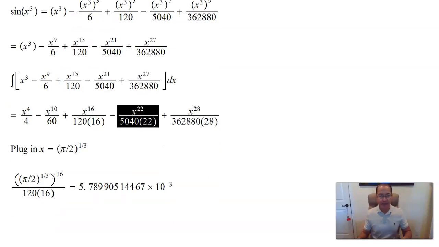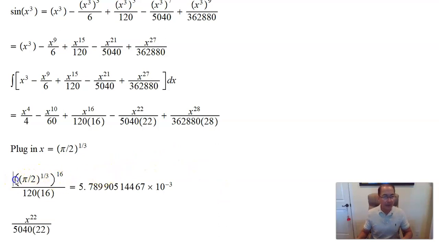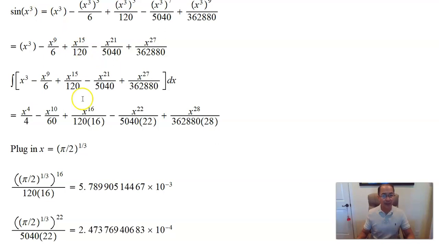Okay, let's make it more accurate. I can afford to do that. We have a computer doing the hard work for us. So this is our x, and to the power 22 over that denominator. Okay, that's good. Okay, we will accept that.